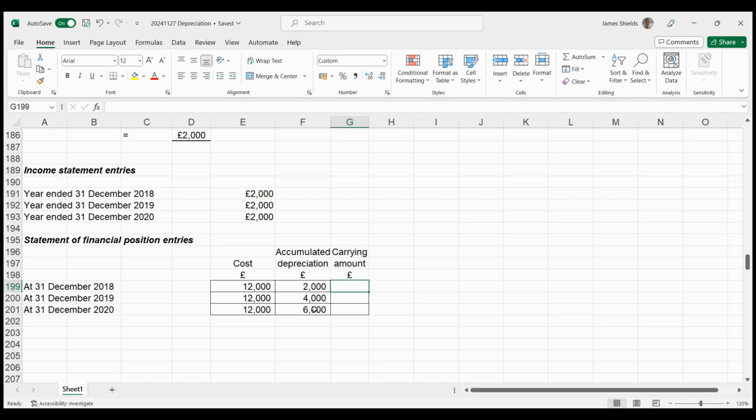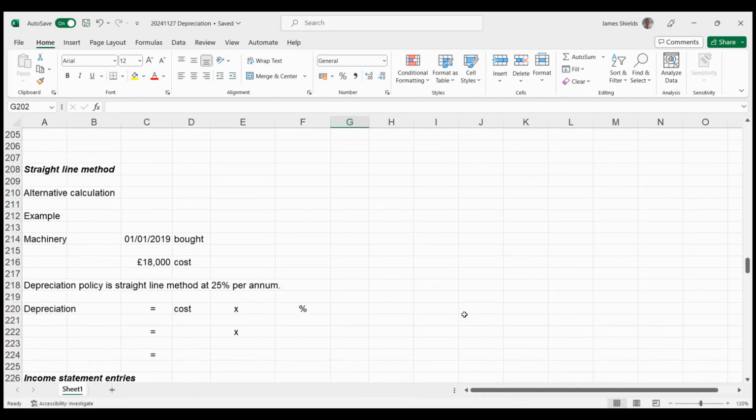Now the carrying amount is going to be our cost of £12,000, take away a cumulative depreciation of £2,000 for the first year, so that's December 2018. At the 1st December 2019, it's going to be our £12,000, take away our £4,000, which is £8,000. And at the 31st December 2020, it's going to be our £12,000, take away our £6,000, giving us a carrying amount of £6,000.